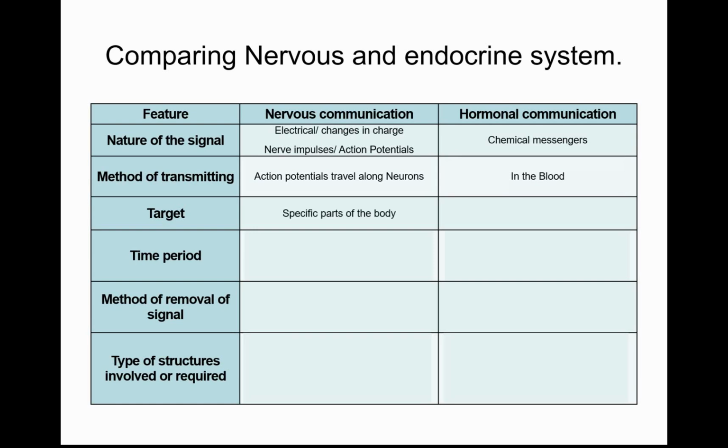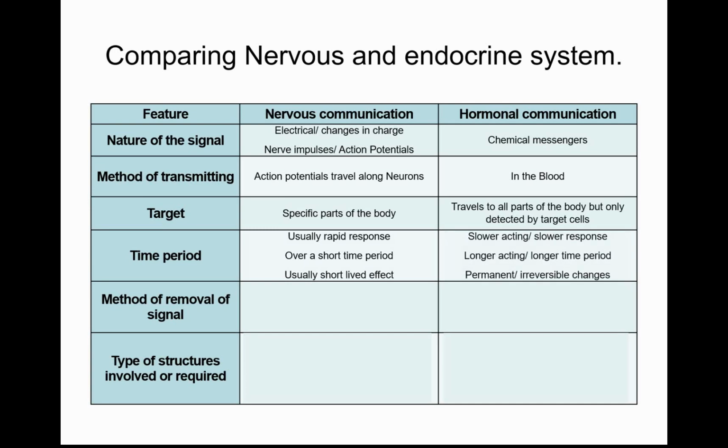The targets are very specific parts of the body, specific cells. Each neuron goes to specific cells or specific tissues or organs, whereas the target for hormonal, because it's in the blood, it gets everywhere, but target cells detect it. Nervous communication is rapid and usually short-lived, whereas hormonal communication is slower acting, with a longer lasting response, and often permanent or irreversible changes happen.